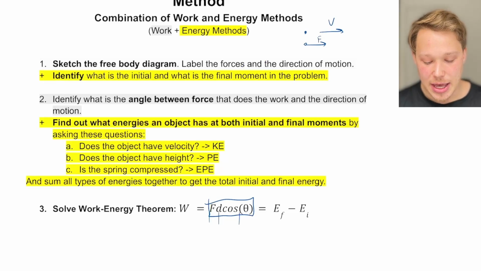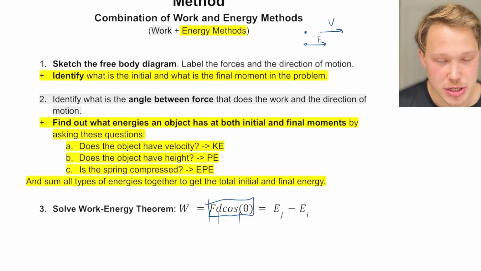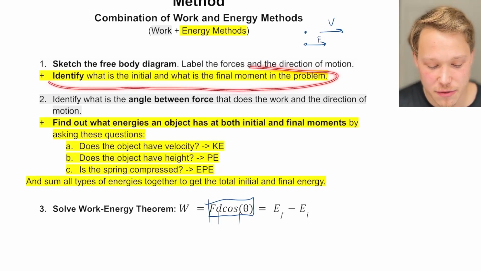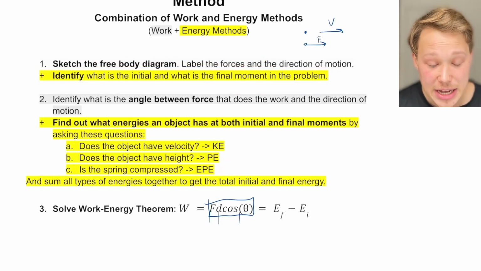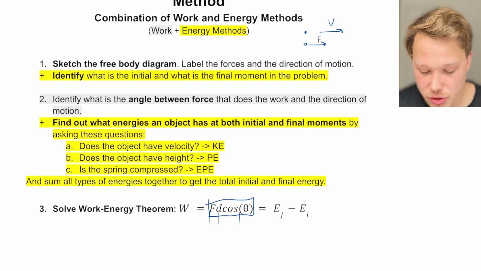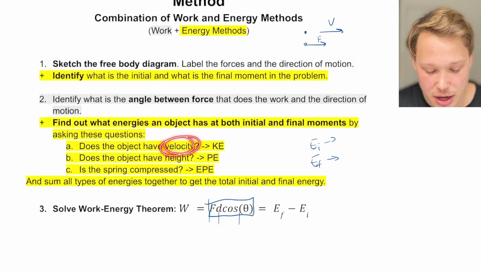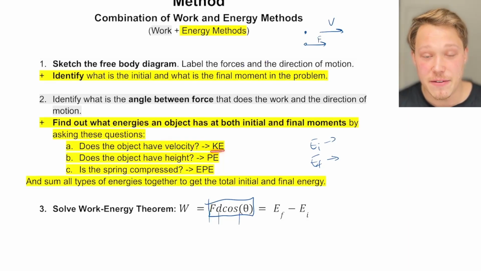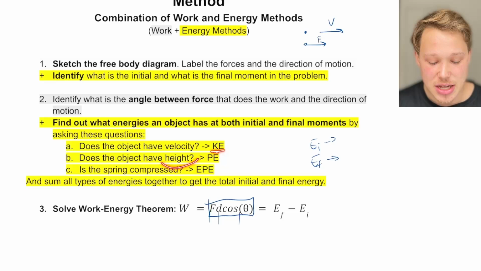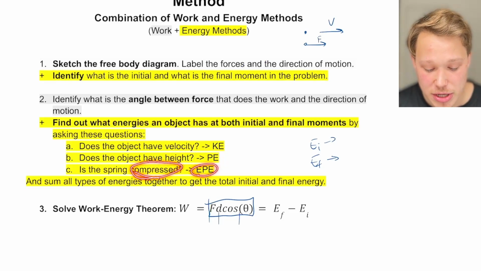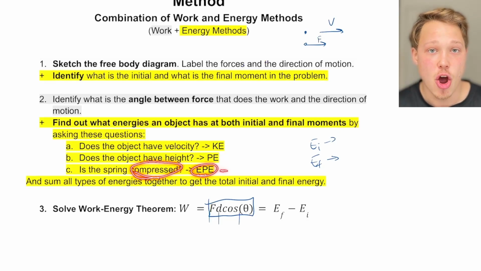The method for energy was a little bit different because we had to identify what is the initial and what is the final moment in this problem. At each of those moments, you had to ask yourself 3 questions. Does this object have velocity? If it does, it has kinetic energy. Does this object have height? If it does, it has potential energy. And is there a spring that is being compressed? If so, it has elastic potential energy, or the energy of the spring, compressed or stretched.